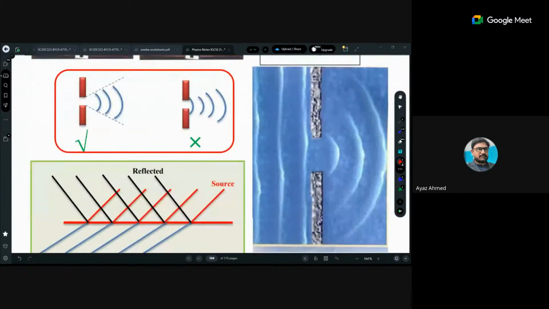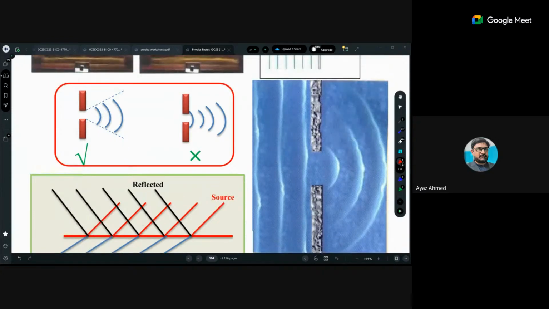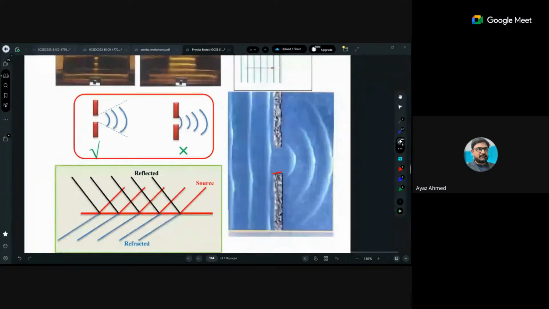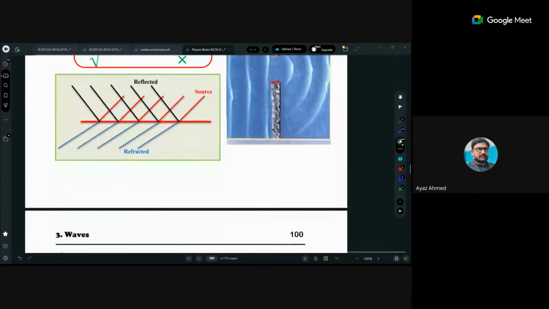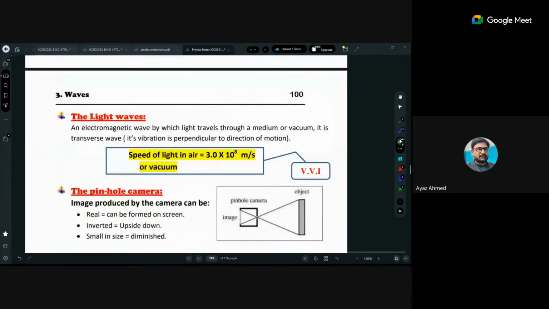Check this one out. This is the real-time diagram. Somewhere they took it from the top. So these are the waves coming, and these are the waves which are bent there. If the gaps are closer, these are the gaps. If these gaps are closer or equal to the wavelength, the waves would bend. Okay, is it clear to you? Yes, sir.